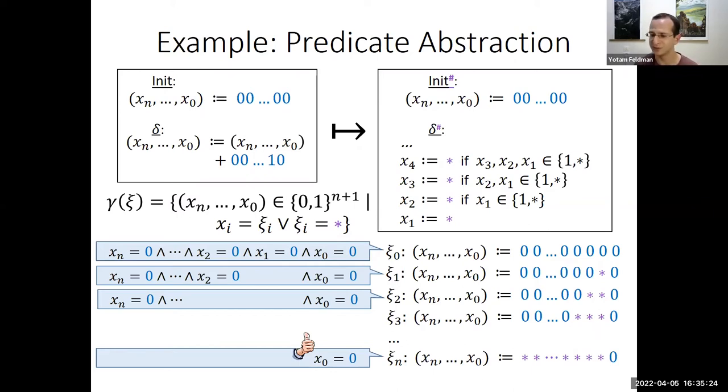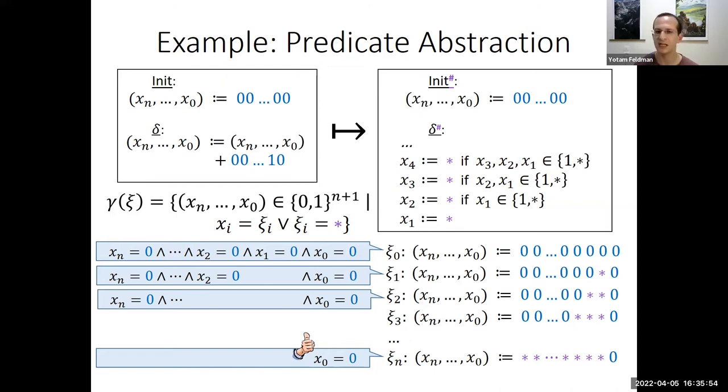So somehow, maybe it wasn't a coincidence, we converged to the inductive invariant of the program. And if we can guarantee that the abstract program is constructed in a sound way, then this gives us a proof that this x0 equals zero is an inductive invariant for the original program, and the safety of the original program, of the concrete program, is established.